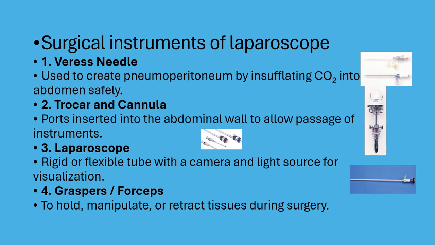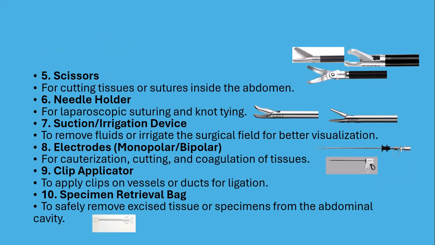4. Graspers/forceps: to hold, manipulate, or retract tissues during surgery. 5. Scissors: for cutting tissues or sutures inside the abdomen. 6. Needle holder: for laparoscopic suturing and knot tying. 7. Suction/irrigation device: to remove fluids or irrigate the surgical field for better visualization.